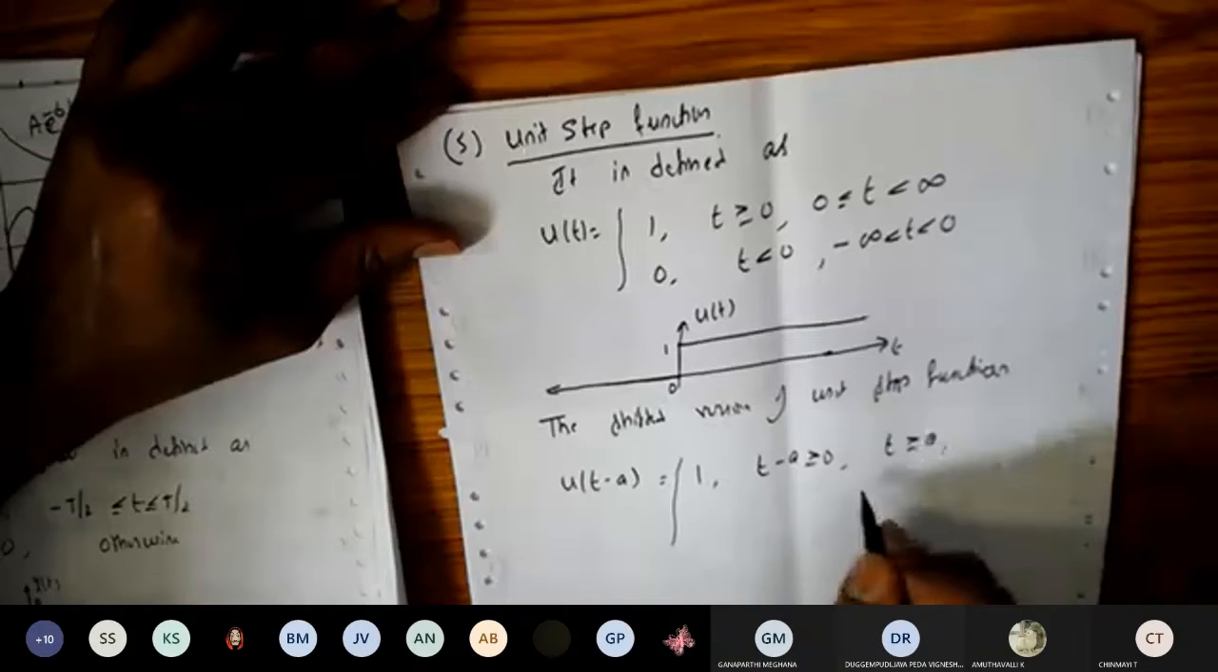So in place of t, I can define, for t minus a is greater than or equal to 0, it is having the value 1.